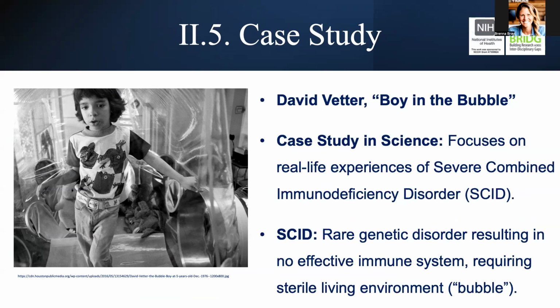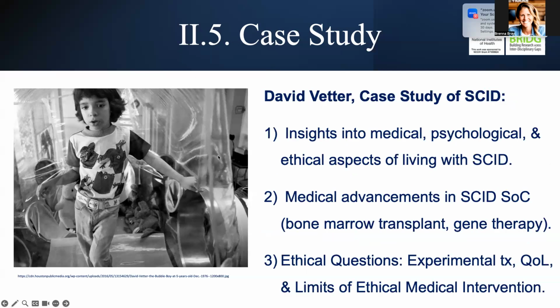This was a very common case study in science, focused on the real life experience of severe combined immunodeficiency disorder, or SCID. It's a rare genetic disorder resulting in no effective immune system, requiring a sterile living environment. So for this individual, they created this bubble, which you can see here. This case gave us insights into medical, psychological, and ethical aspects of living with SCID.